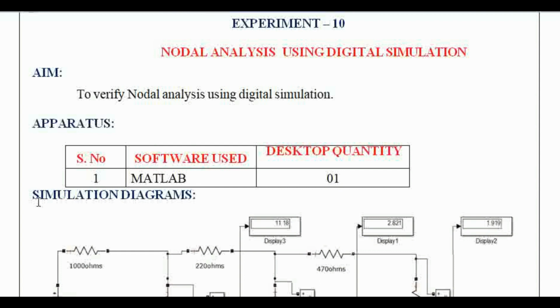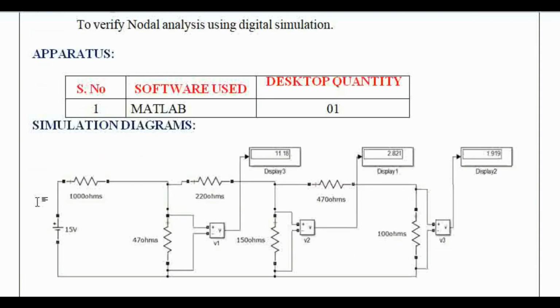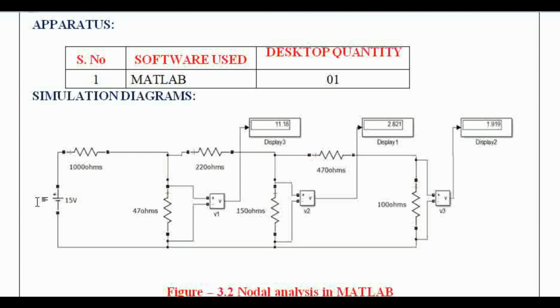The below diagram shows your simulation diagram, which includes resistors, voltmeters, displays and one voltage source. In the simulation diagram, we have used 6 resistors whose values are 1000 ohms, 47 ohms, 220 ohms, 150 ohms, 470 ohms and 100 ohms. Here we have connected 3 voltmeters which are used to measure voltage across 47 ohms, 150 ohms and 100 ohms, which are nothing but nodal voltages. This is node 1, node 2 and node 3.